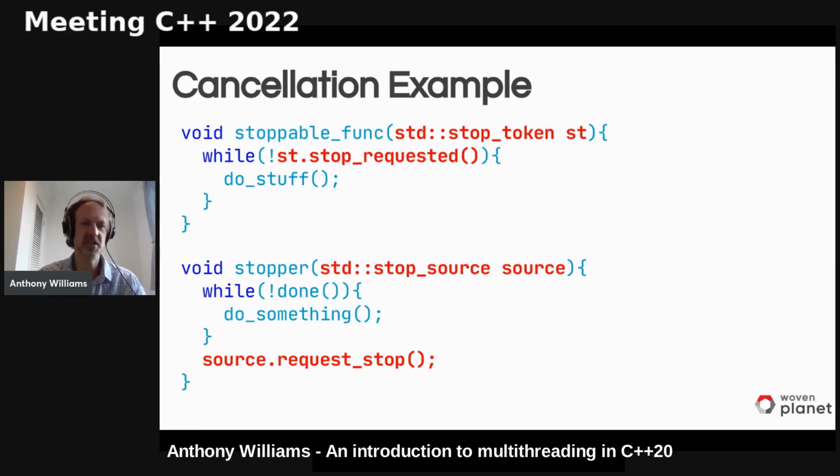On the other side, on a different thread, we'll have our stopper function running, which takes the stop source. It's a movable thing, so you can transfer ownership in, pass it by value. And then while we're not done, where we're actually checking to see whether there's something happening that means that we now want to stop, we're going to do something. And then when we've finished, when our done flag is true, we're going to ask the source to request that the other thread stops. And that will set the flag and break us out of the while loop in our stoppable function.